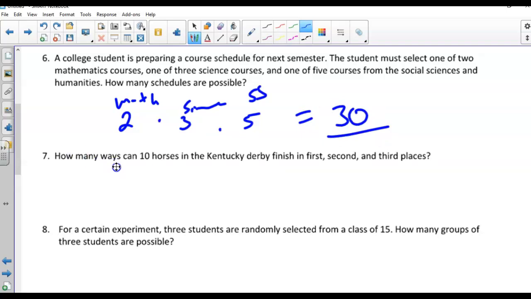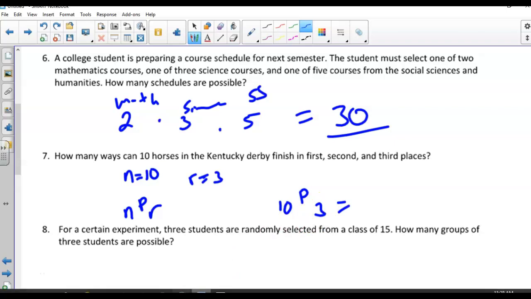How many ways can 10 horses in the Kentucky Derby finish first, second, and third? Now we reach a permutation equation because order matters. All right, because if a horse is first versus second, that's totally different, right? It's different money. So first of all, we got 10 horses, and we want to see how they finish. Where N is 10 and R is 3, right? So it's always NPR. So 10, all right, right there.